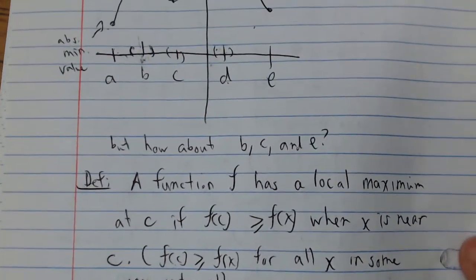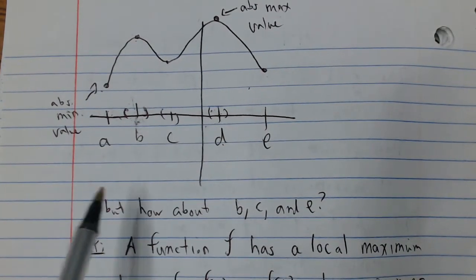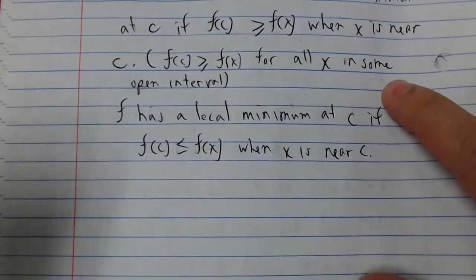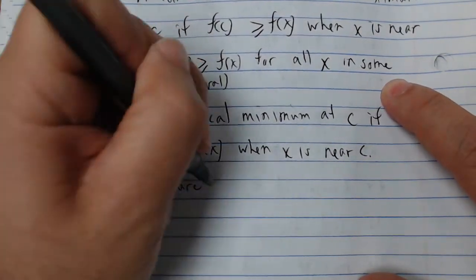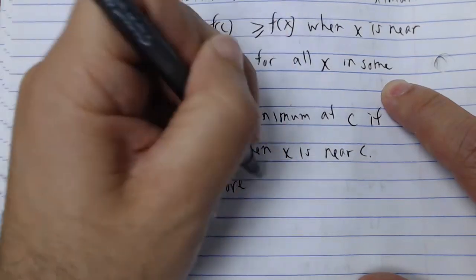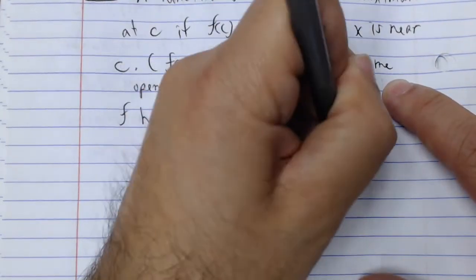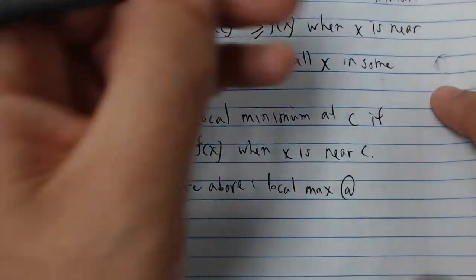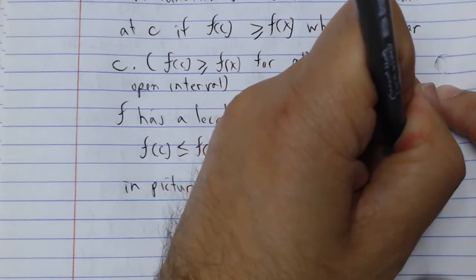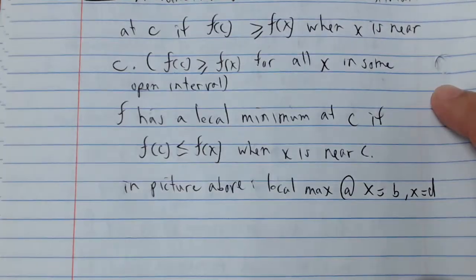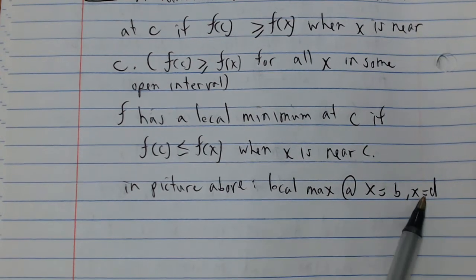So if you look at this picture, what do we have? A local minimum at c. Okay, so we could say in the picture above, what do we have? We have a local maximum at x equals b and x equals d. Remember, at x equals d, not only do I have a local maximum, I also have an absolute maximum.